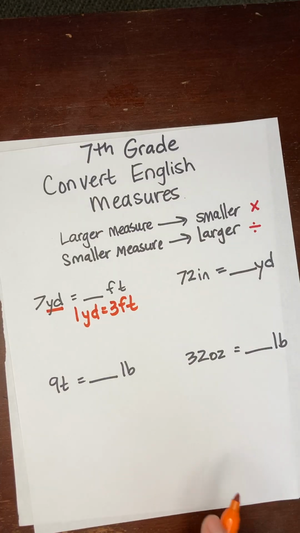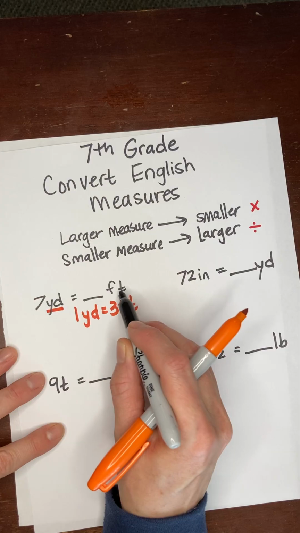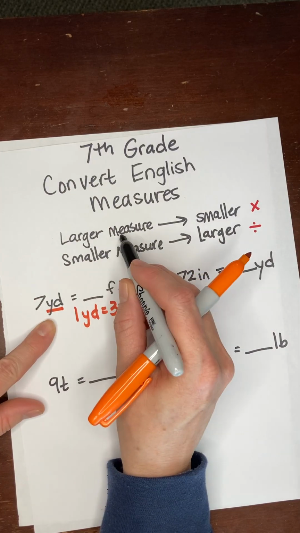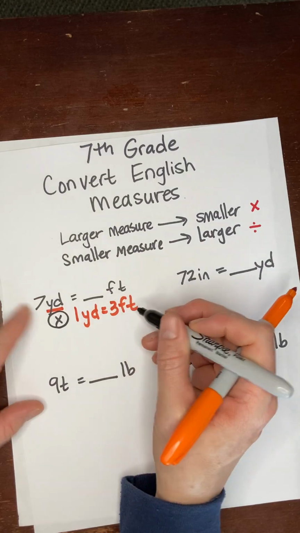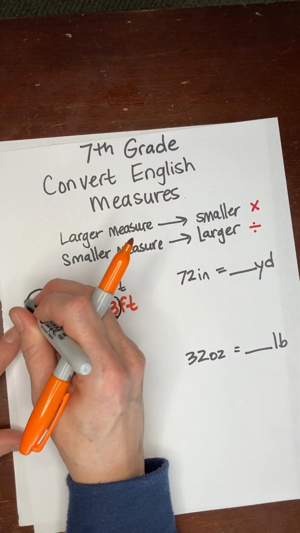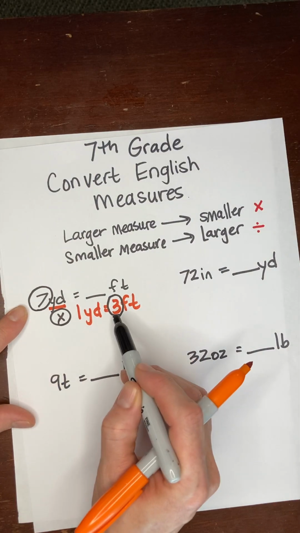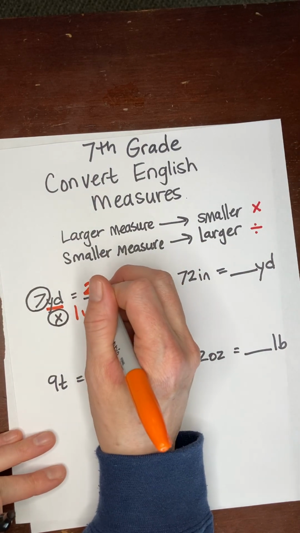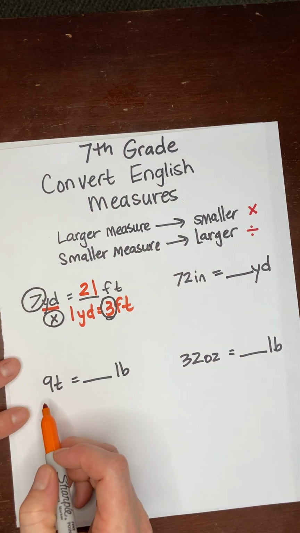Okay, now I'm going from a bigger measure to a smaller measure. Okay, so larger measure to smaller, I times. Okay, I'm going to take this number here. This is called our conversion factor, and I'm going to multiply it by the original number we're given. So our answer is 7 times 3, which is 21. Okay, let's go to the next one.